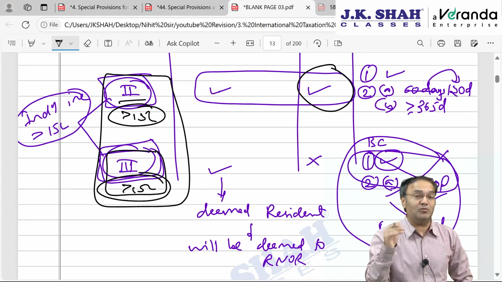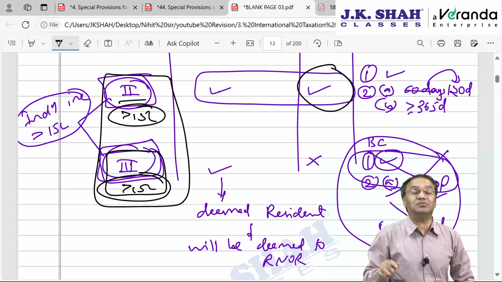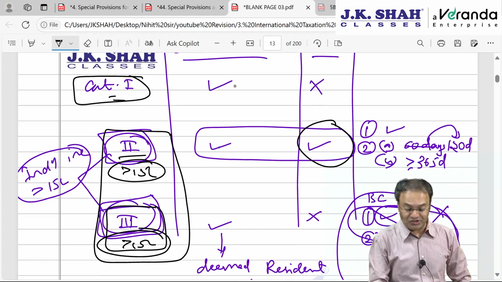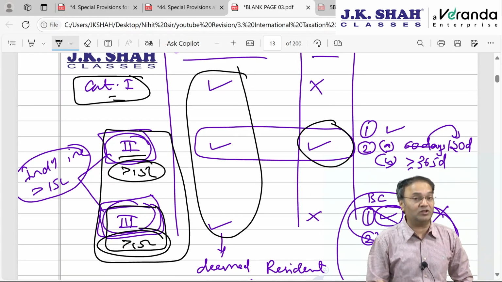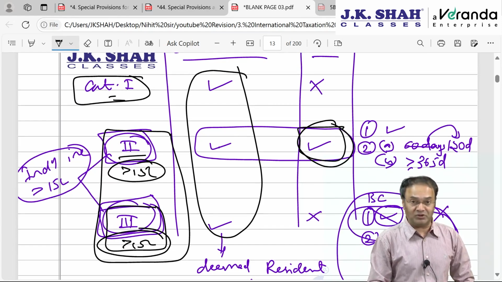For category 1, income is not to be seen. Is Indian income to be seen, and how much? That is to be seen only for category 2 and 3. Whether he is a person of Indian origin or not is not to be seen. He should be a citizen of India for all the 3 exceptions. Person of Indian origin is to be taken into account only for the purpose of category number 2.